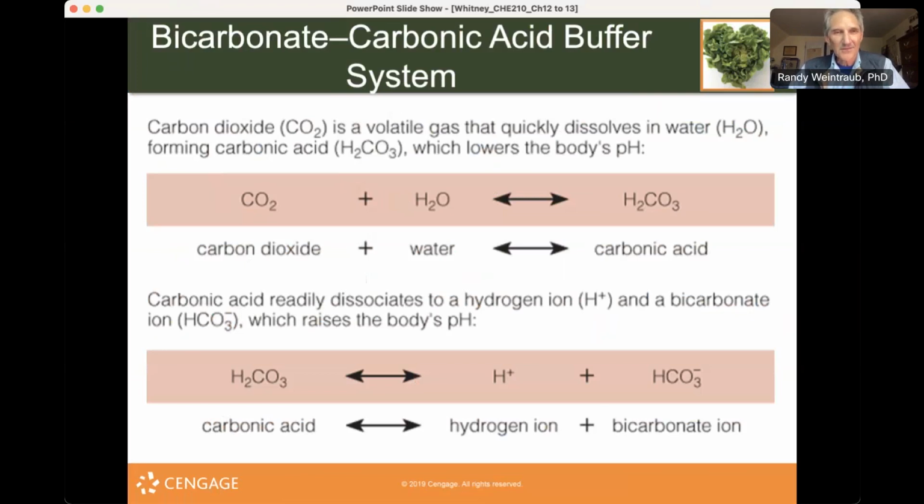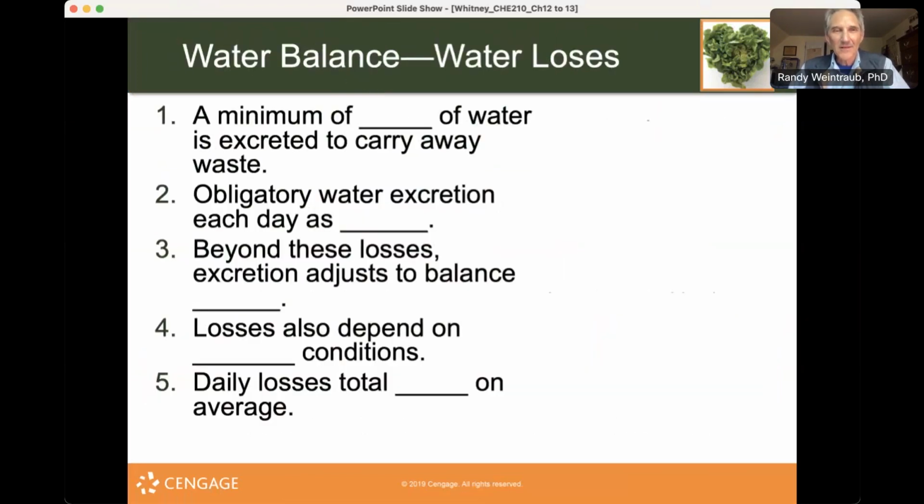So, water balance and losses. A minimum of half a liter or 500 milliliters of water is excreted naturally to excrete waste on average. We need to excrete this in urine to get rid of just natural wastes. For instance, ammonia that's converted to urea, we need to get rid of that. Other wastes in the body need to be excreted on a regular basis.